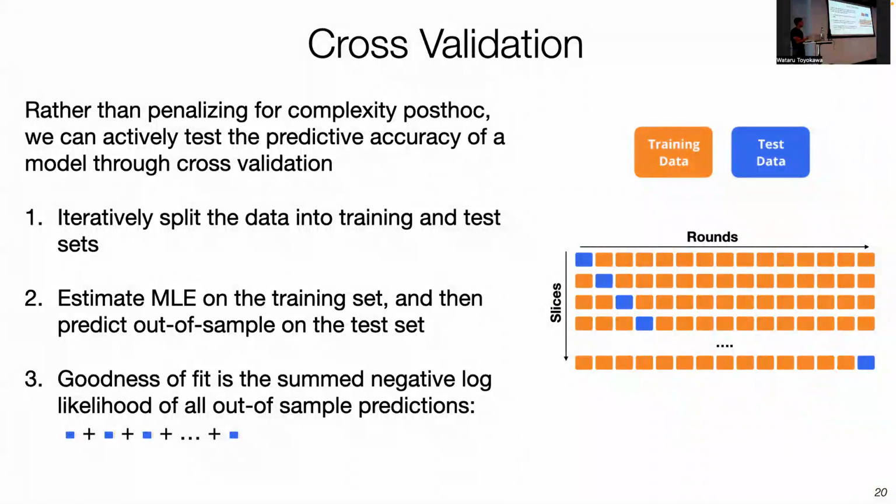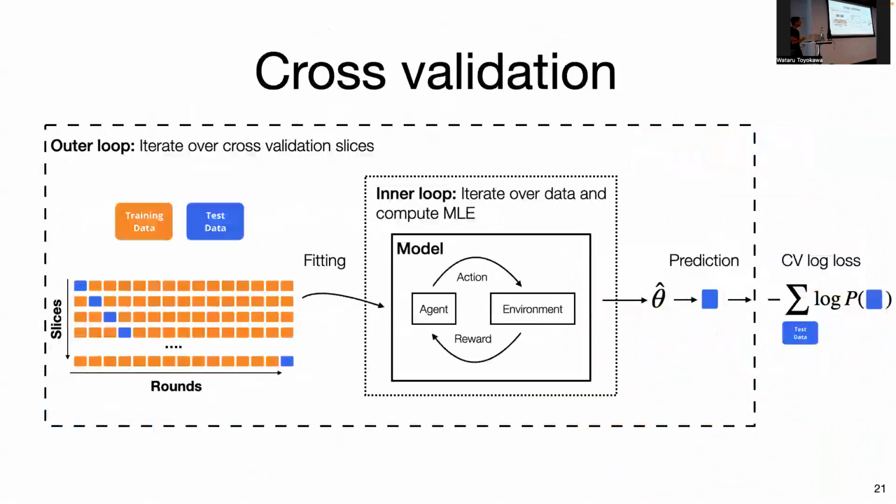So we can estimate a maximum likelihood on the training set and then predict out of sample on the test set. Then we measure the goodness of fit as the summed log loss, or the negative log likelihood, for all of these out-of-sample predictions. We're summing up all these blue squares that we're testing on. So this is the loop that we're doing. We're breaking up data into different slices, estimating a maximum likelihood on the orange. This might be for a reinforcement learning model. We're getting some best set of parameters from the orange training data, and they're making a prediction on some unseen test data. Then we sum over all this test data to get our cross-validation log loss.